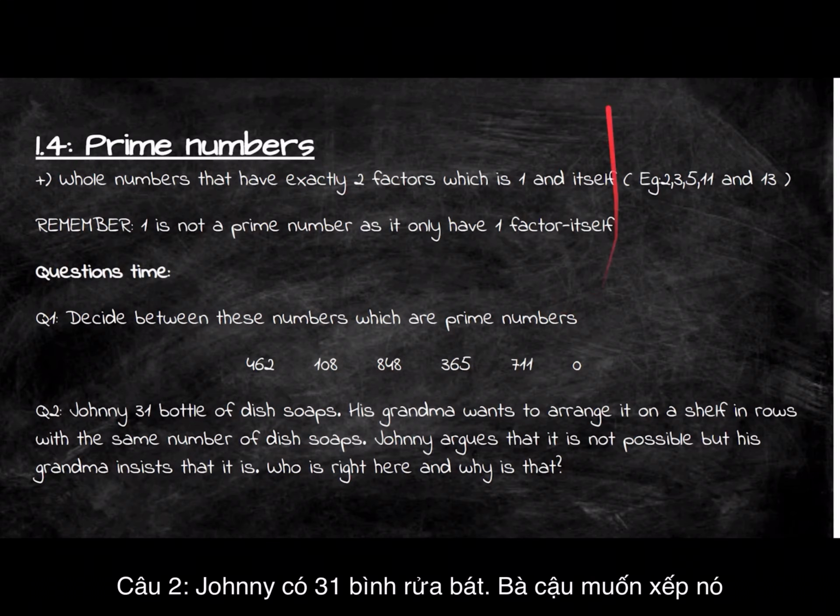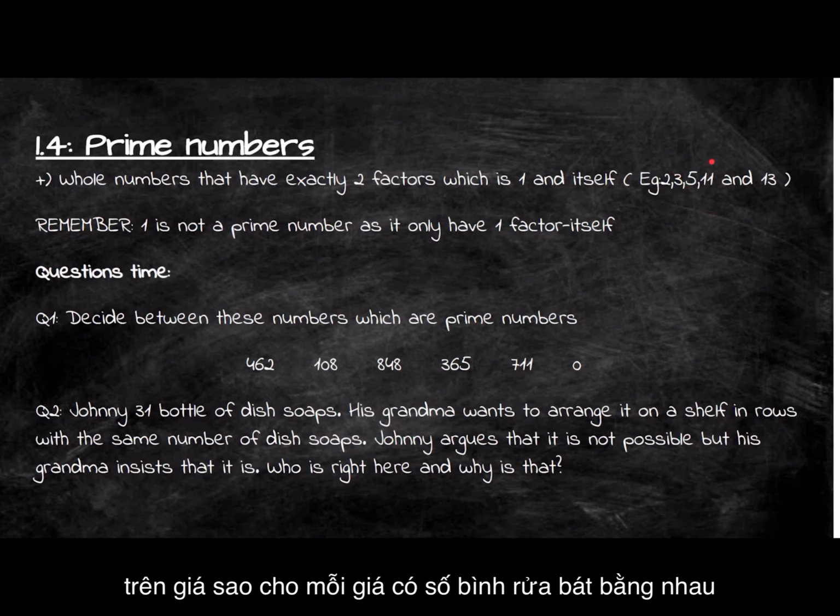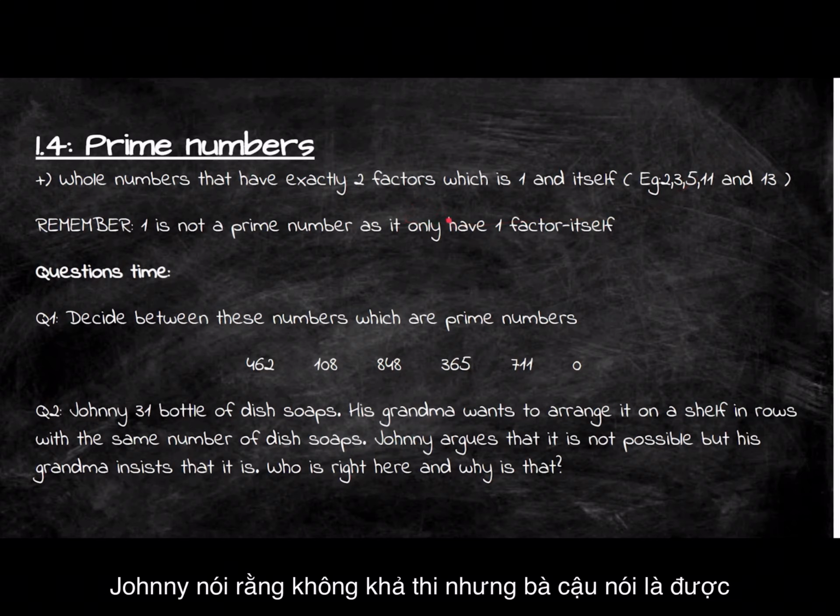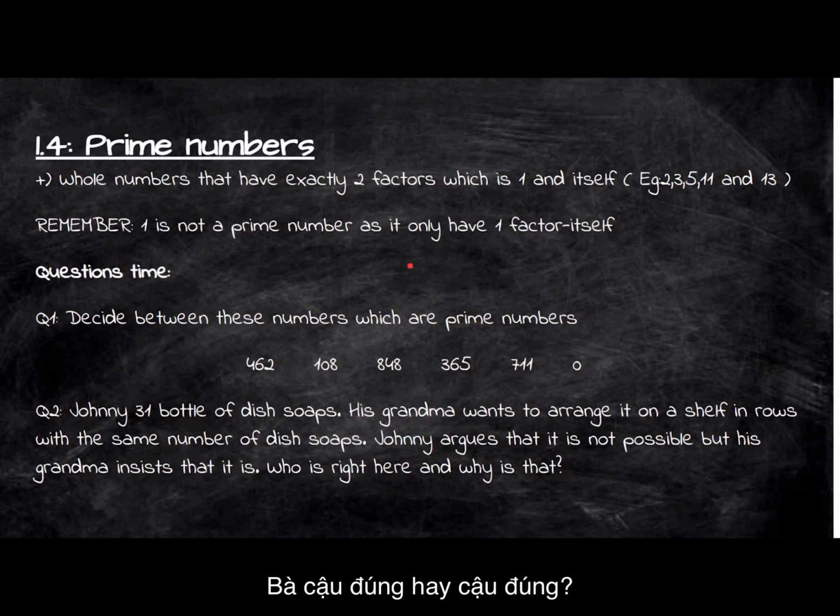The second one: Johnny has 31 bottles of dish soap. His grandma wants to arrange them on a shelf in rows with the same number of dish soaps. Johnny argues that it is not possible, but his grandma insists that it is. Who's right here and why is that?